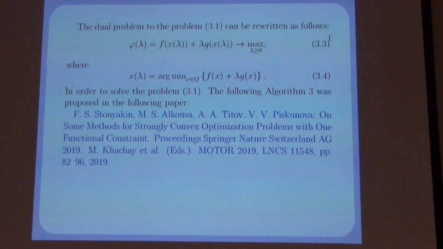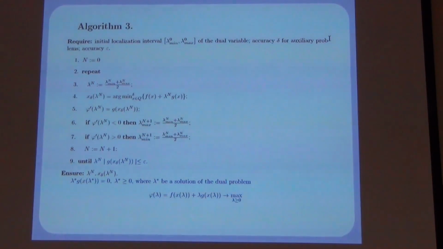the following algorithm was considered, which is listed on this slide as Algorithm 3. In this algorithm, in the third item, we use the dichotomy method, and in the fourth item, we solve an auxiliary minimization problem. This is a one-dimensional optimization problem. This algorithm is adaptive. The stopping criterion of this algorithm is adaptive.